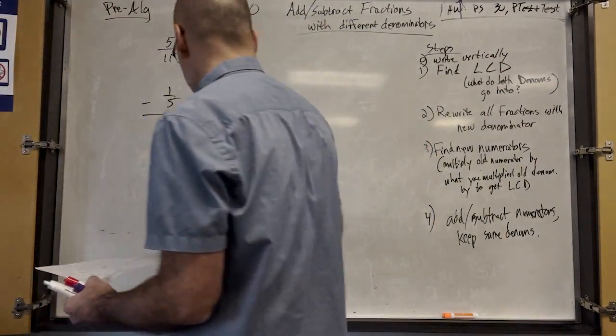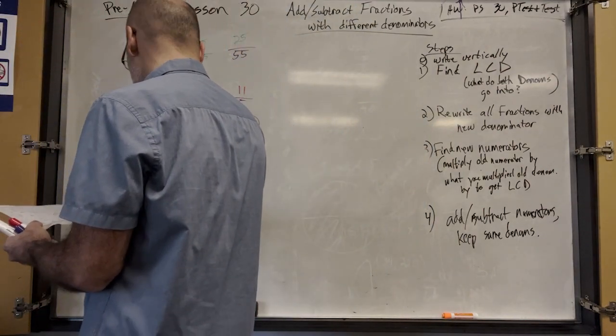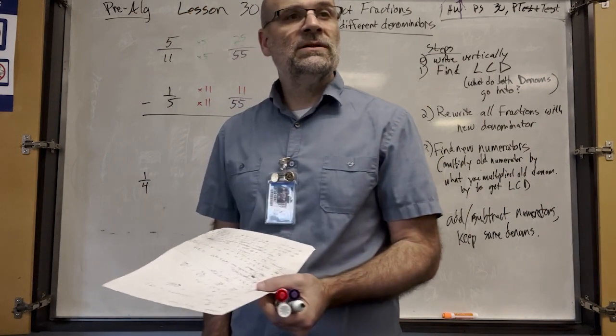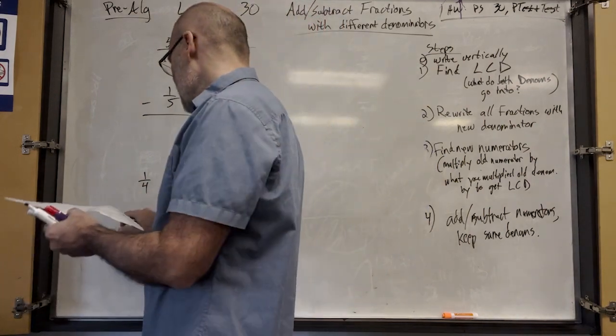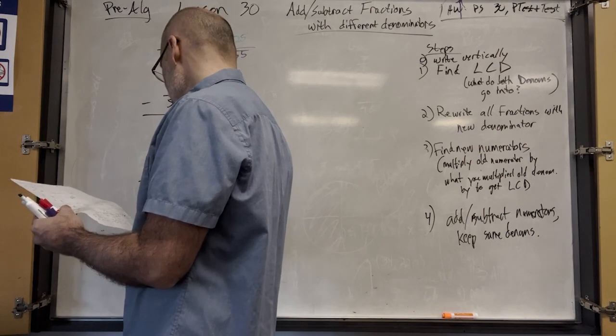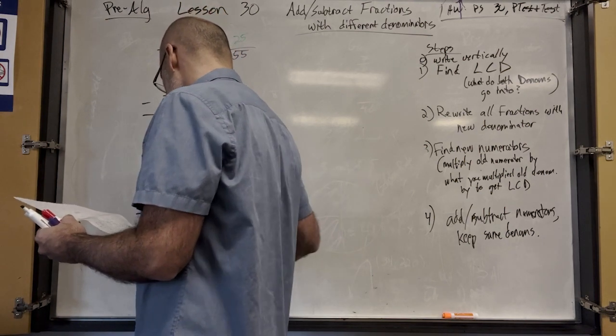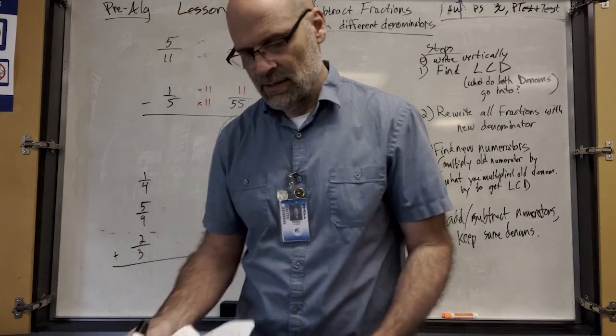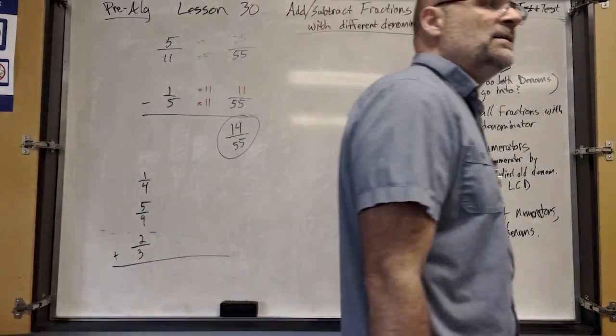Let's get a little crazy here. Let's do 1/4. And I'm gonna skip step 0 and go right to step 1. So I'm gonna write them vertically at first: 5/9 and 2/3. Oh, we're adding. Okay. I think he's right.